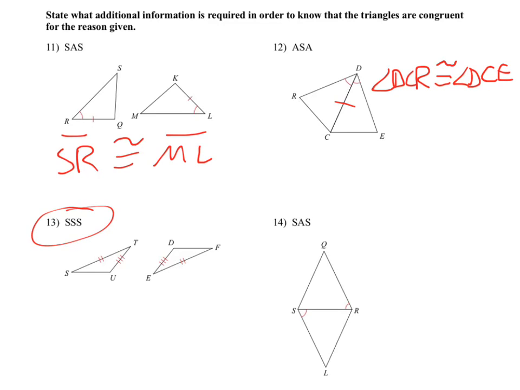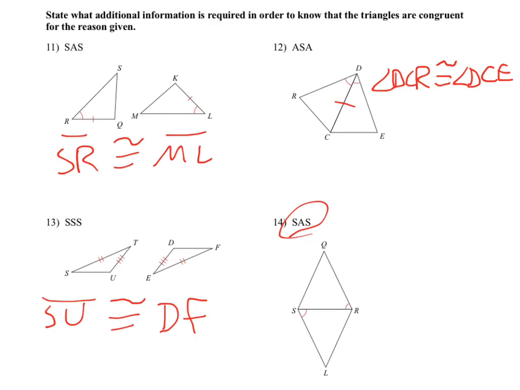If you switch over to 13, we need side, side, side. So already we have two sides. We need the third side to be congruent on both triangles here. So that's the side SU needs to be congruent to the side DF.